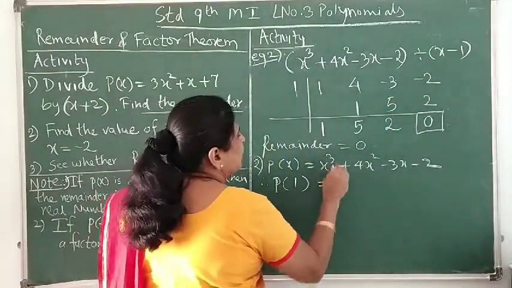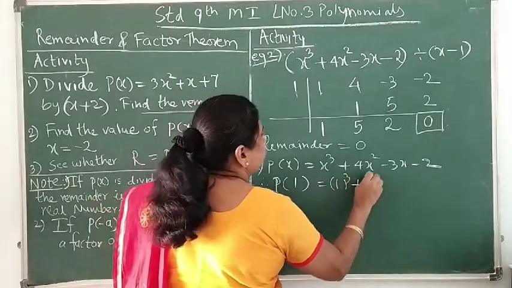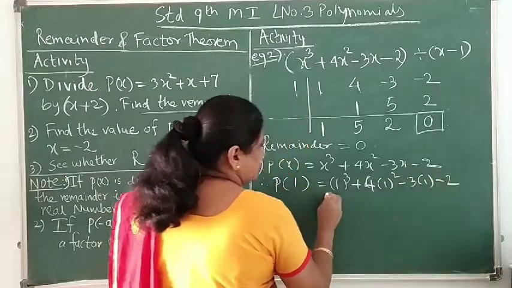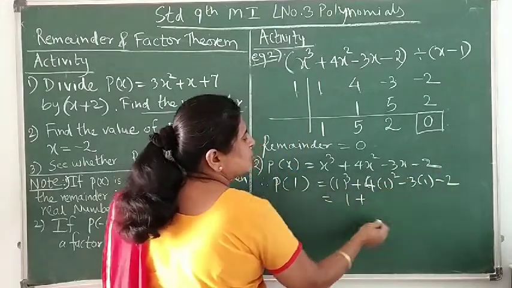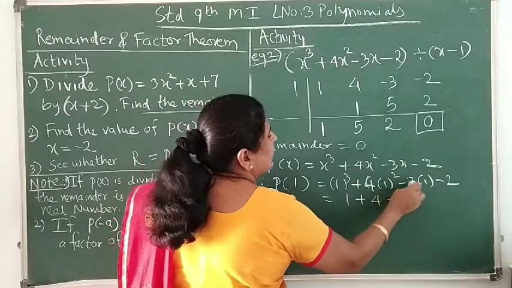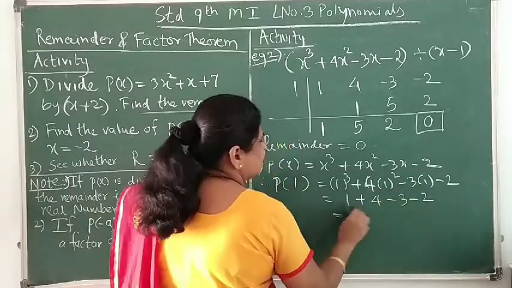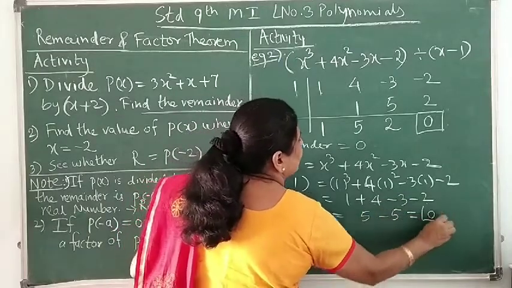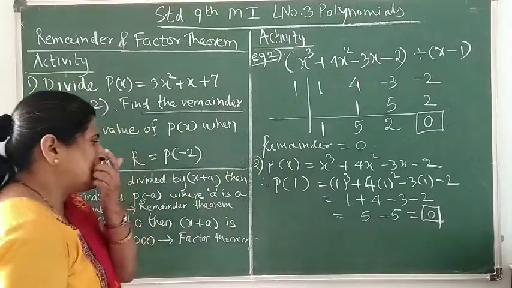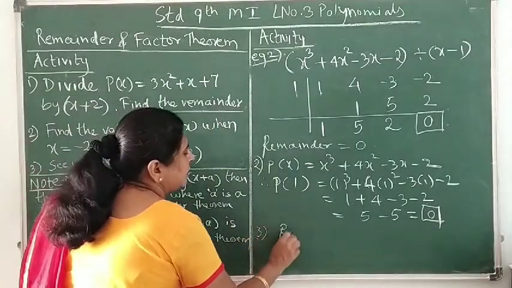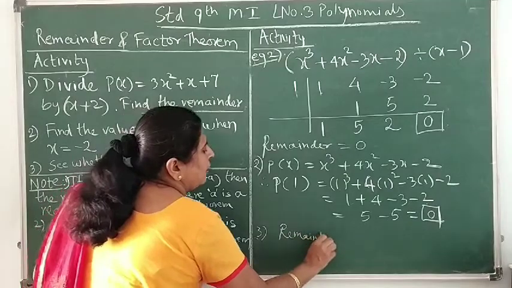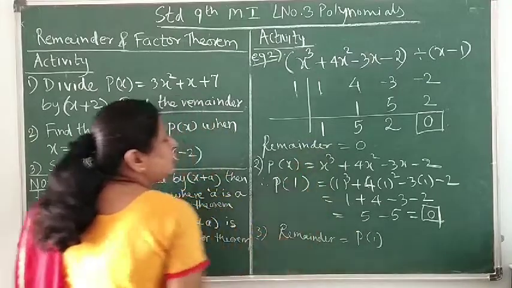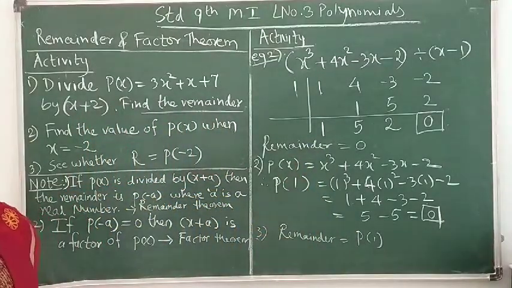So here this is going to be 1 cube plus 4 in bracket 1 square minus 3 into 1 minus 2. So 1 cube is 1, 1 square is also 1, 1 into 4 is 4, minus 3 ones are 3, minus 2. So 4 plus 1 is 5, minus 3 minus 2 is going to be minus 5, 5 minus 5 is 0. So what did you get? Here also you found that the remainder, which is 0, we also got P(1) as 0. So what conclusion can we come to here?